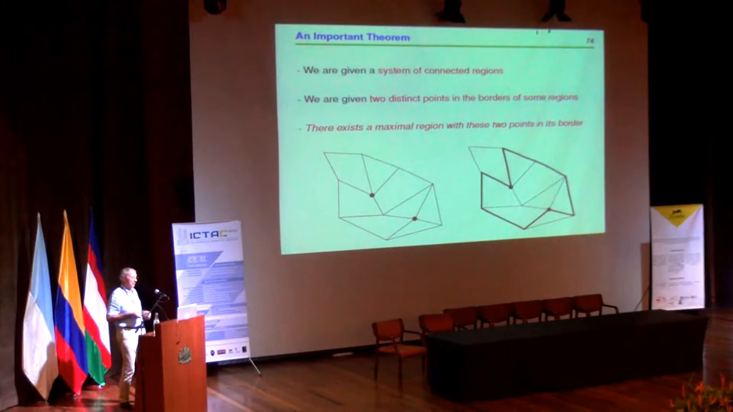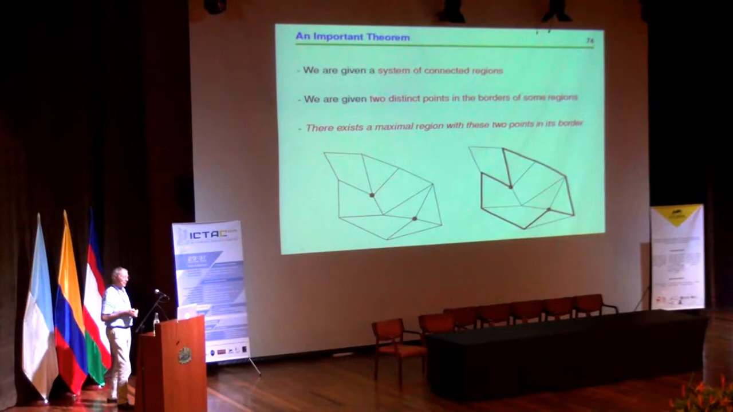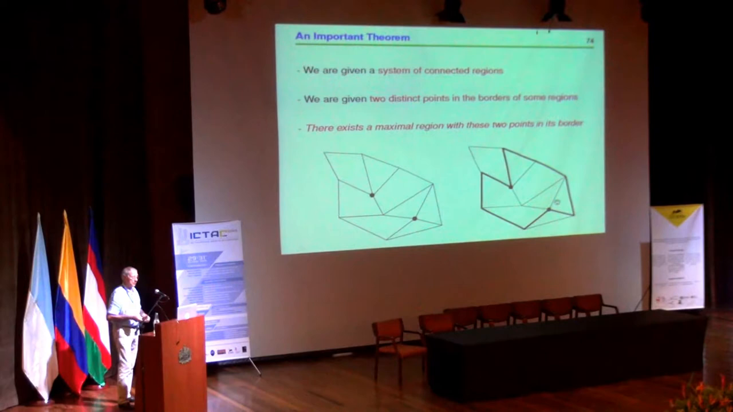Here is a drawing. So we have a system of connected regions here. I have this point and this point. I'm interested in this. And I say by this theorem, which is proved in the paper, not here, that there is a maximum region with these two points in its border. So this is this region. Some of the border are outside, because if I add by external tangency this region here, I will lose this point, which should not be anymore in the border. And the same here. Whereas I have added systematically these values of region, and that does not change the property to contain A and B, the two points in the border.